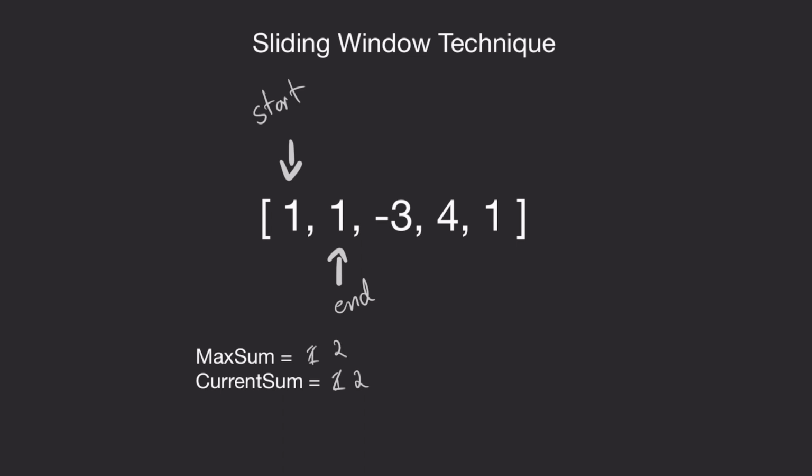Again, we expand the window one more time by moving the end pointer one element. Notice that we always move exactly one element. Our new element is -3, and we add it to the current sum.